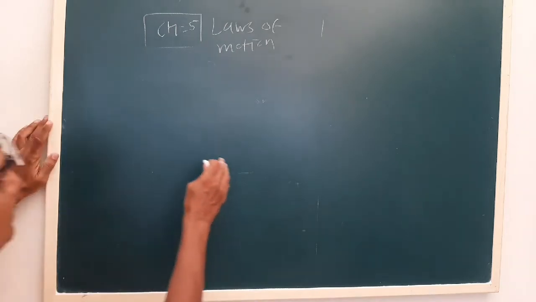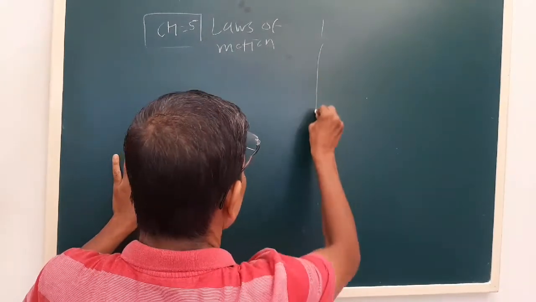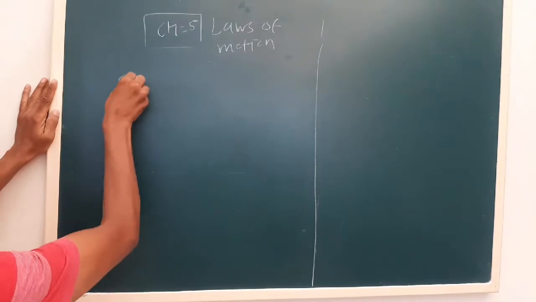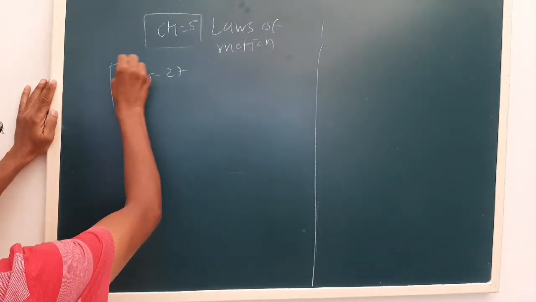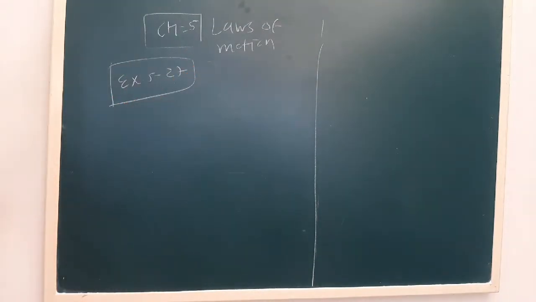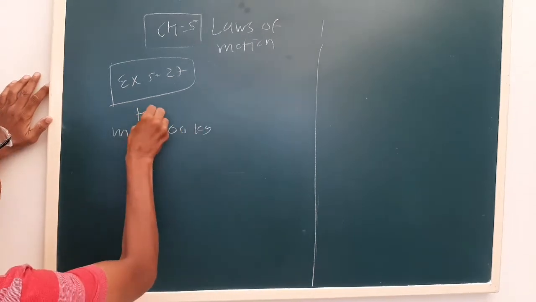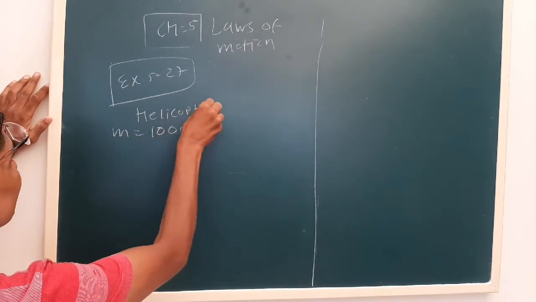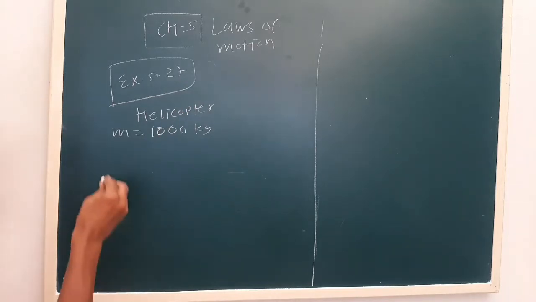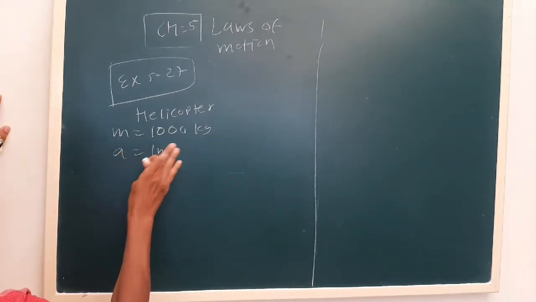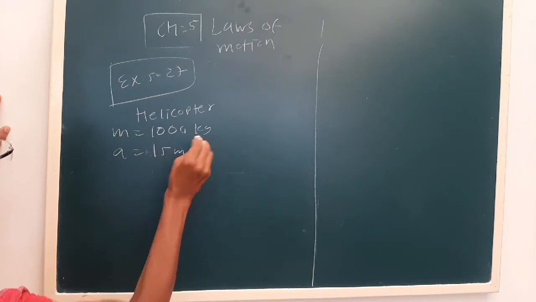Okay, now next is exercise number 5.27. Okay, now see, mass of the helicopter is 1000 kg. Okay, now it moves with the acceleration of 15 meter per second square.